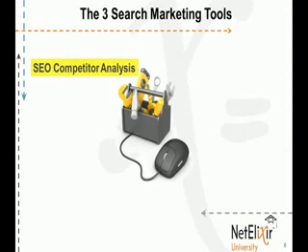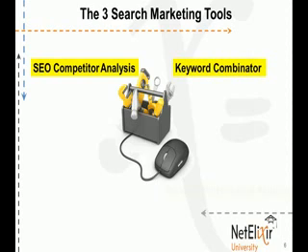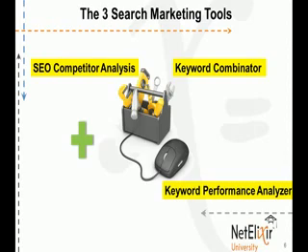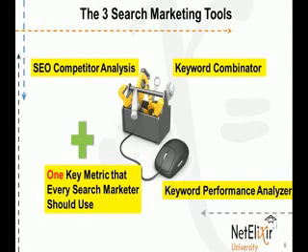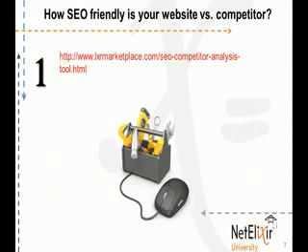So the three search marketing tools being presented are the SEO competitor analysis, the keyword combinator, and the keyword performance analyzer, plus we have a bonus today, one key metric that every search marketer should use. And Udayan is going to take you through the tools now.